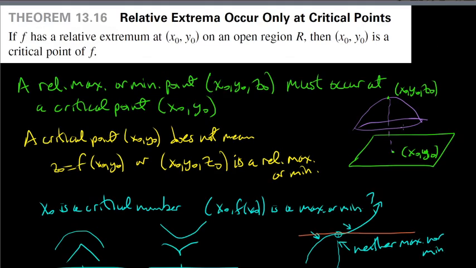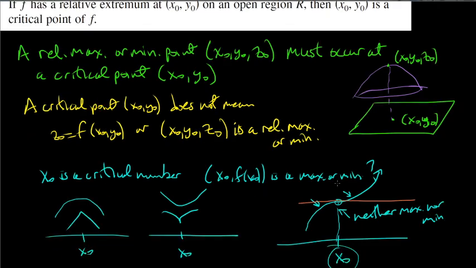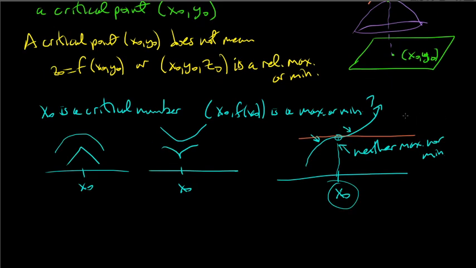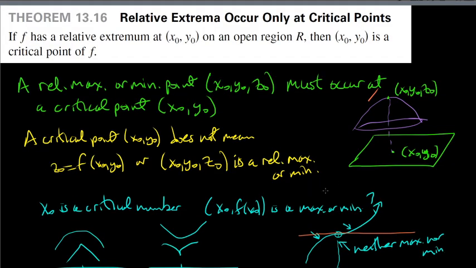It's a little bit more difficult to draw, but you can imagine a tangent plane being horizontal, but not necessarily being at a maximum or minimum. So just take this graph and make it a three-dimensional graph. It's a little bit harder to visualize, but it's the same idea here.